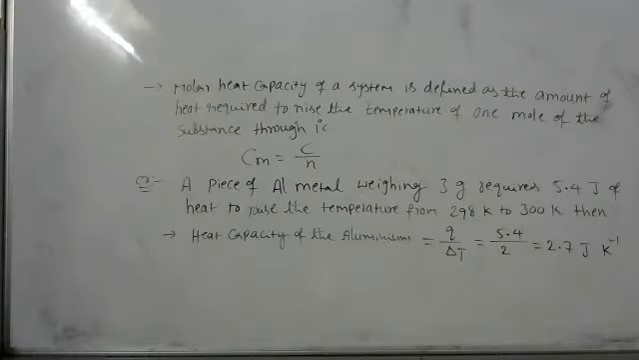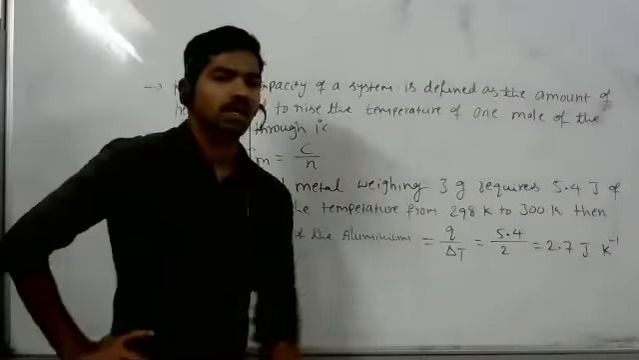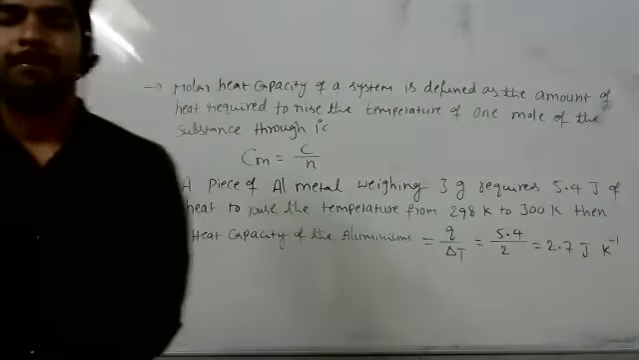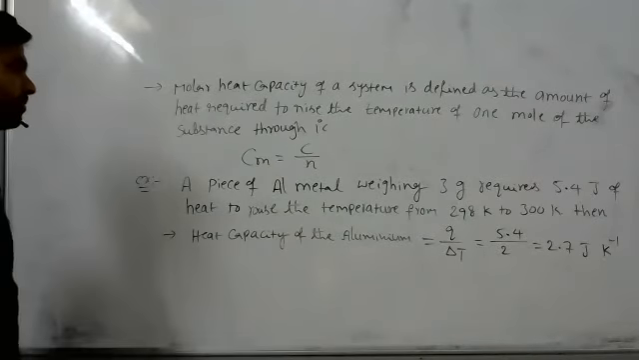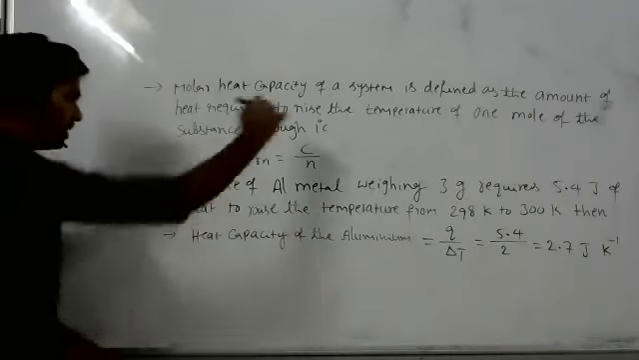So here the temperature should be in terms of Kelvin itself, not Celsius. Yes, Kelvin inverse only. The difference comes the same, but we write Kelvin inverse because that is the thermodynamic scale. Okay, now tell me what is the specific heat capacity of aluminium?